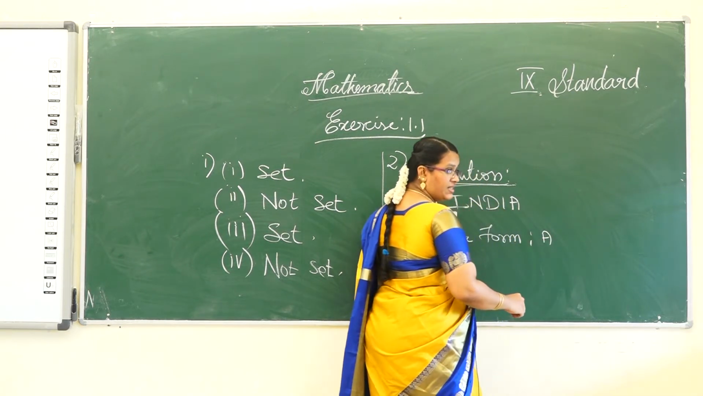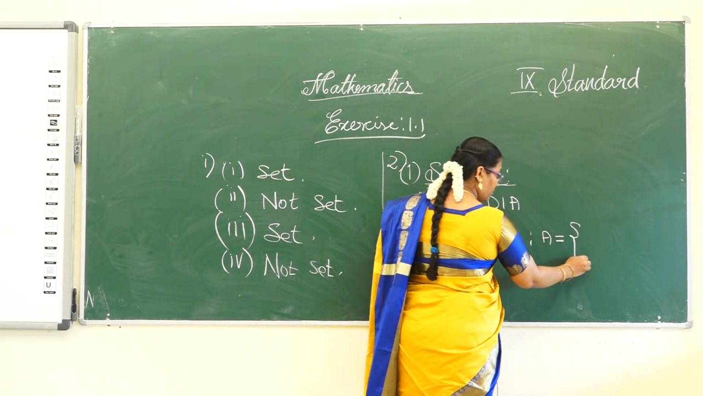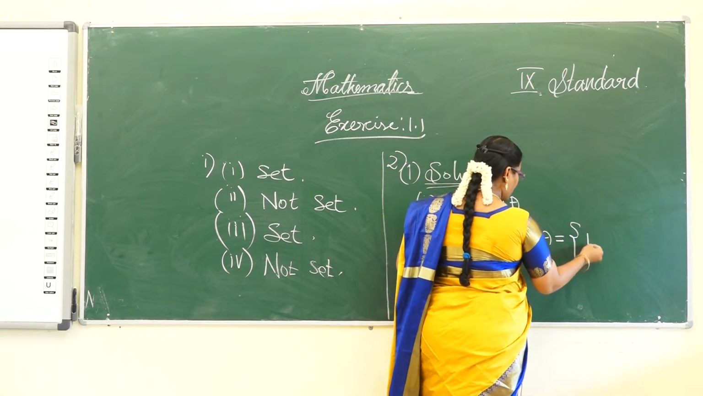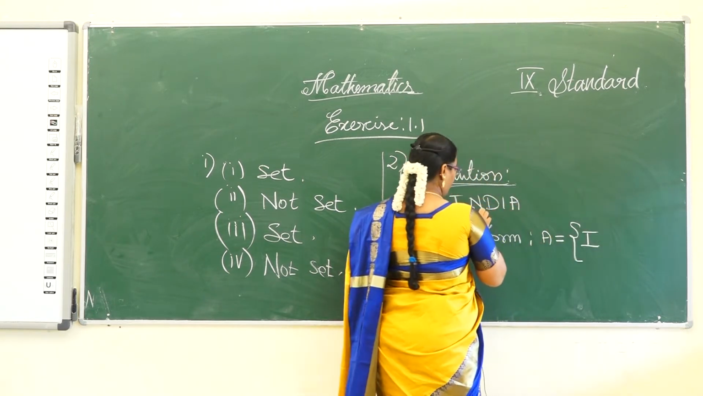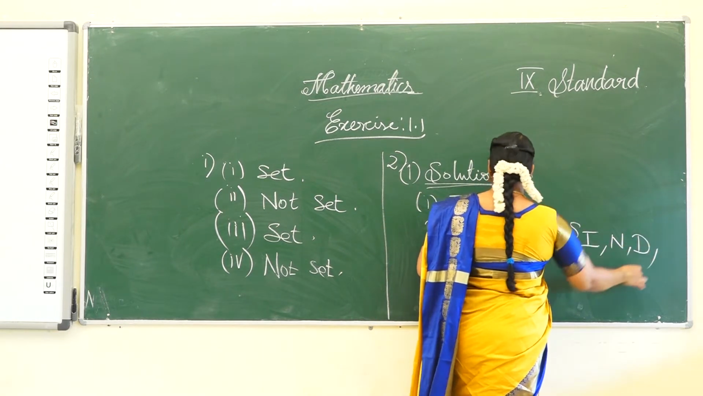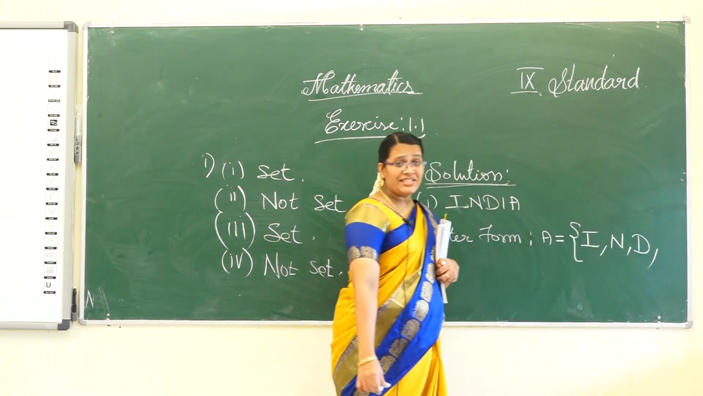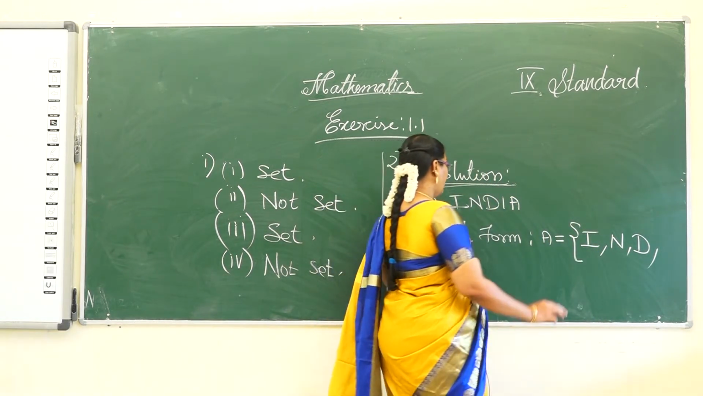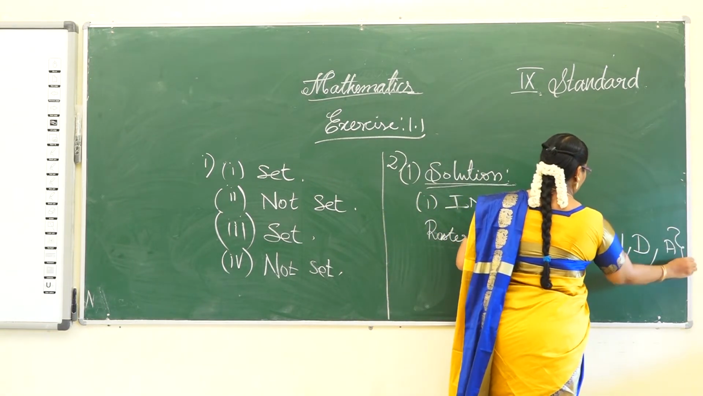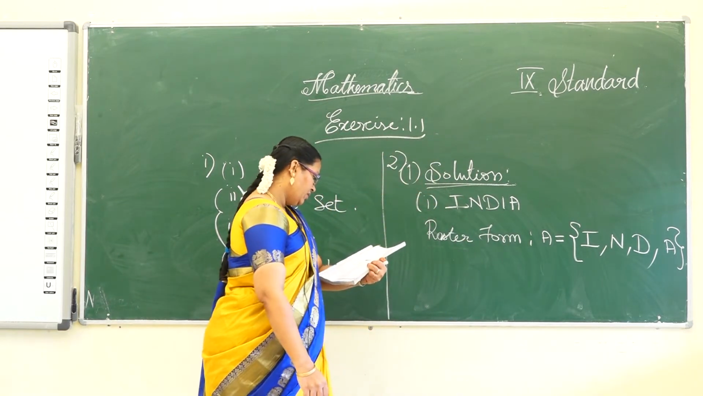Let us consider a set A equal to, set brackets, first, roster form, listing all the elements: I and next N, D. I already written, so repetition is not allowed in set theory. So written one time: I, N, D, A. That is the roster form of the given word.